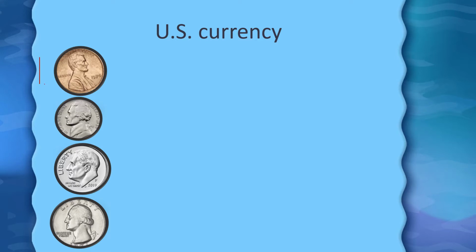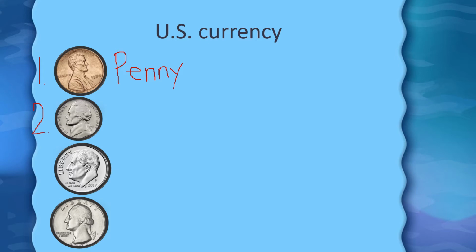The first coin that we're gonna see is the one that is color brown. Can you tell me the name of this coin? If you say penny, you're correct. It is a penny, so let's write it down. This coin is named a penny. Let's go to number 2.